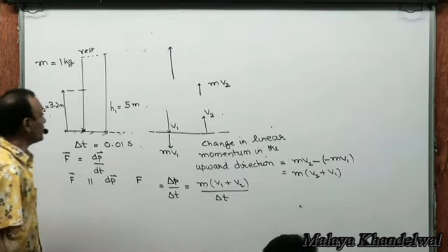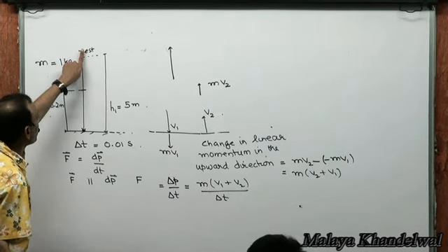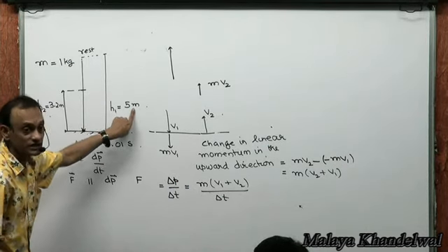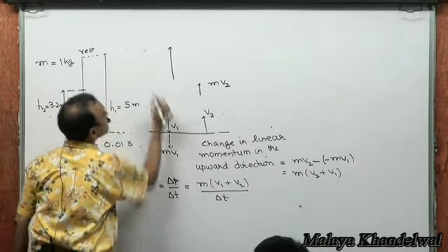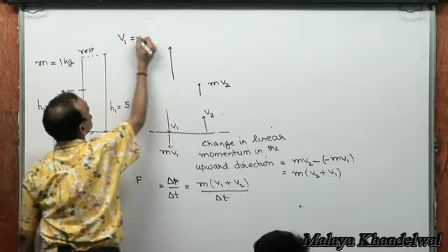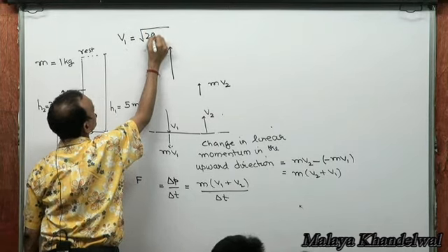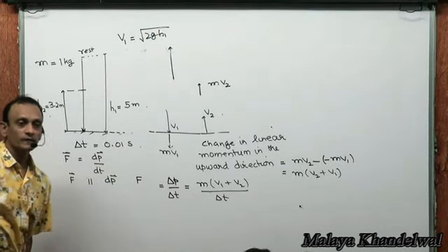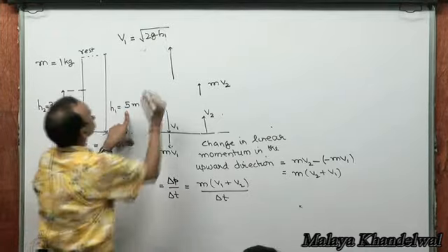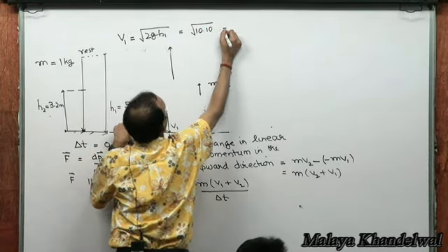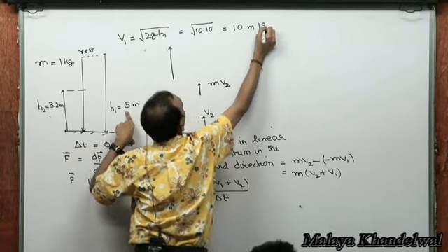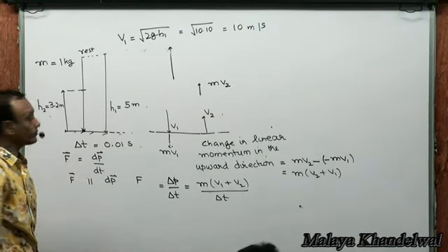Now, how do you obtain v1? Do you realize when the particle falls from rest through a height h1 equal to 5 meters, the velocity with which it hits the ground, v1, must have been root 2g h1? Yes or no? h1 is 5 meters. So, this is root of 2 into 10 into 5, that makes it 10 meters per second. Yes or no?